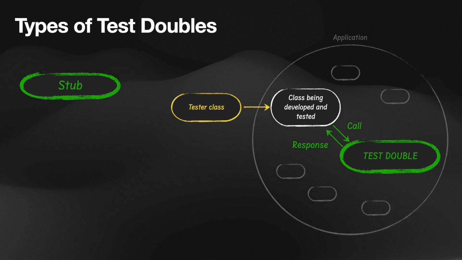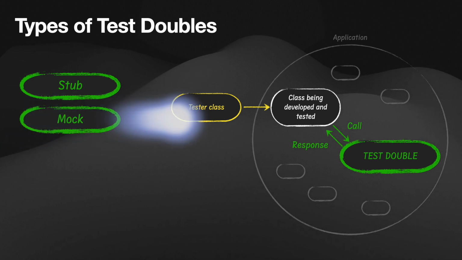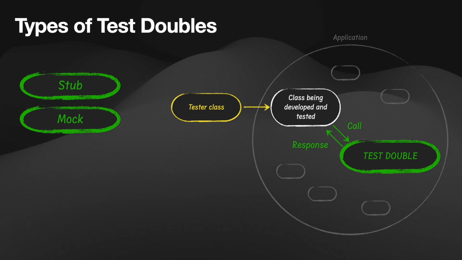A tester class can tell the class it is testing to use the stub, but it cannot ask the stub after it was used how it was used to validate it was used correctly. We use a stub when we don't care how the stub was used by the class we're testing, because we're testing some other aspect. A mock also doesn't actually do anything real and returns fake responses.